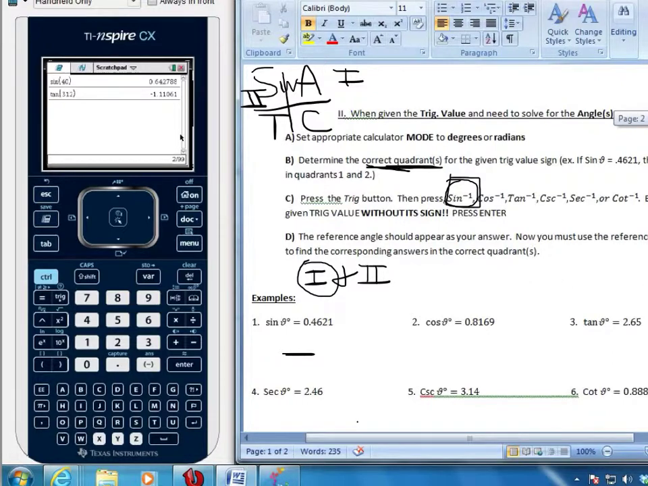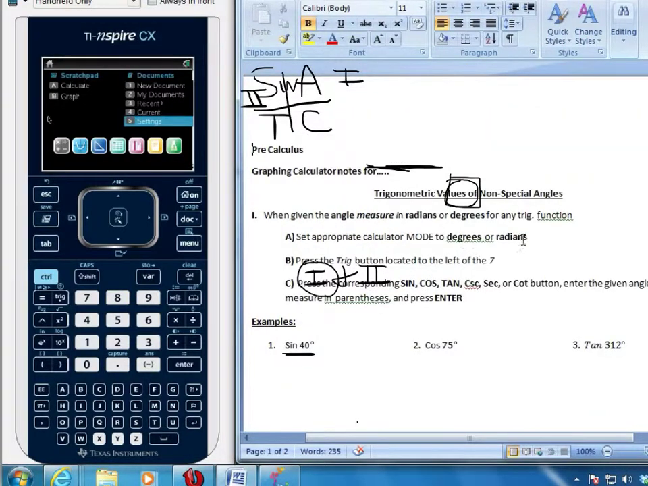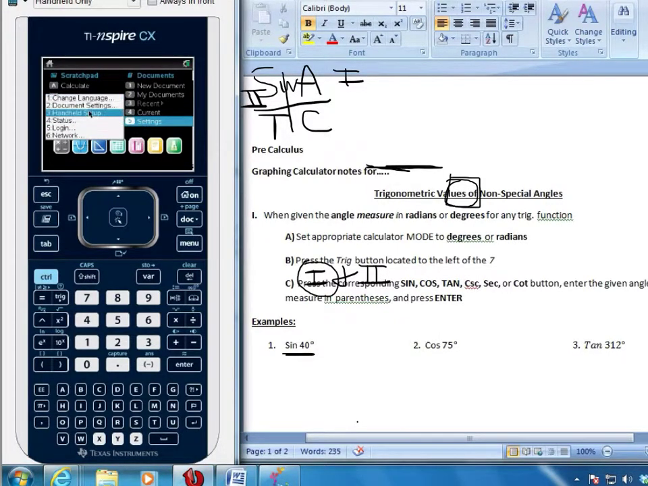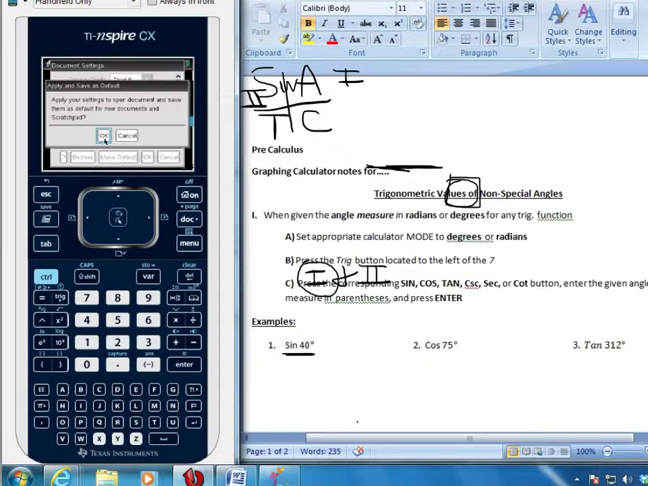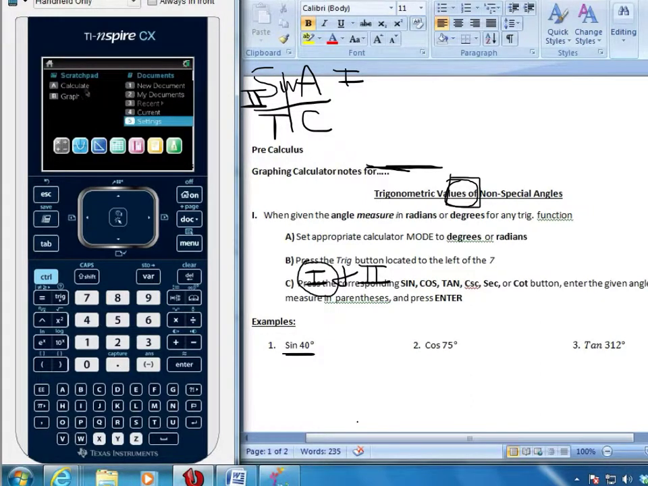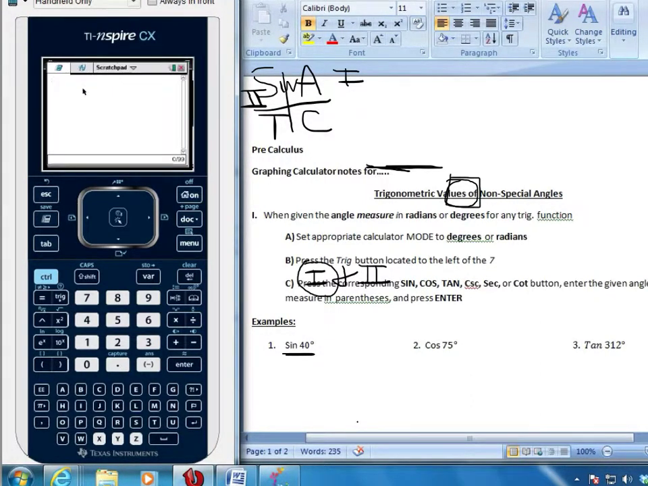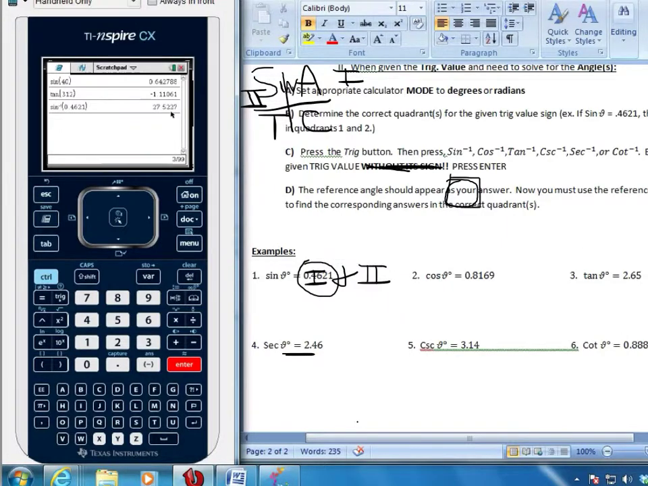So let's see here. So we're going to go to our trig button. Okay, and if I go to trig button, now I'm going to hit not just sine, but inverse sine. And I put in that 0.4621. Okay, hit enter. Okay, and that's the answer in the first quadrant. It only gives us the reference angle. So let's get rid of this here.